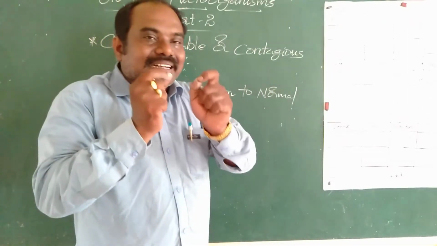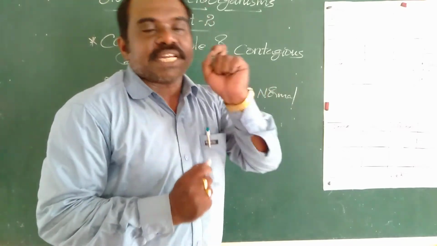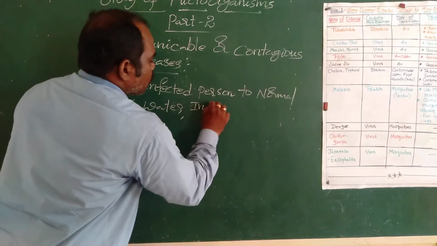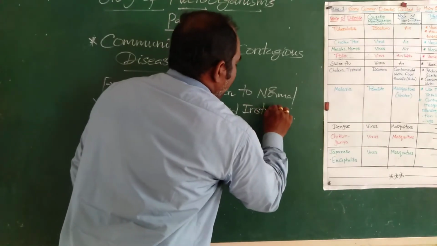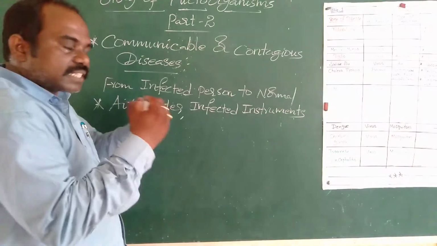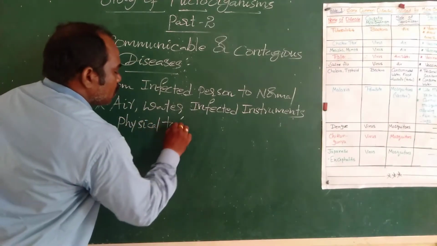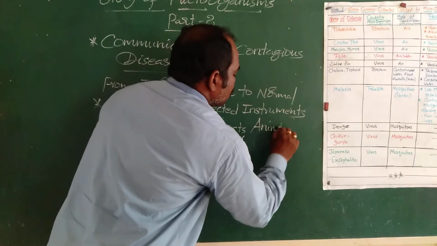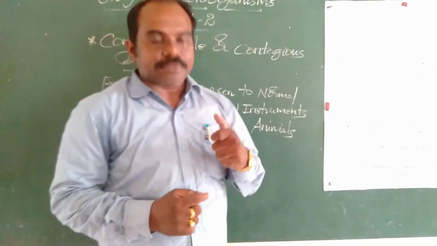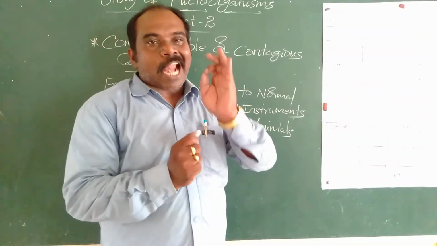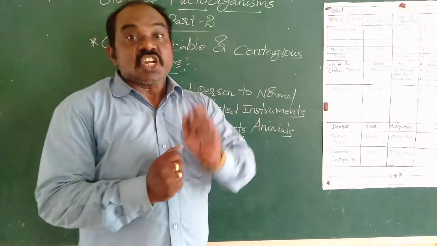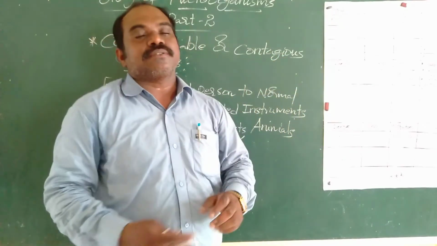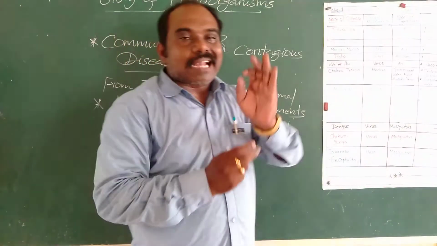These diseases or disease causing organisms are transmitted through air, water, infected instruments like syringes, needles, etc., physical touch, insects, animals, and contaminated food materials or water. The communicable diseases are transmitted through air, water, droplets of saliva, through infected instruments like syringes, needles, etc., through physical touch. Okay, these are the modes of transmission of communicable diseases.